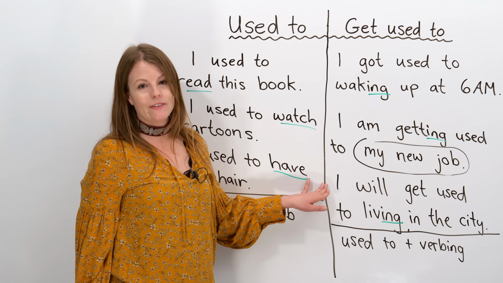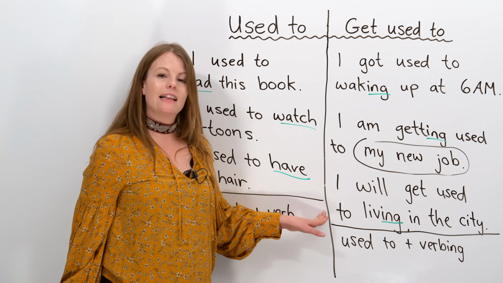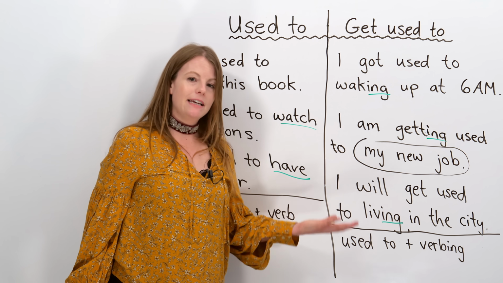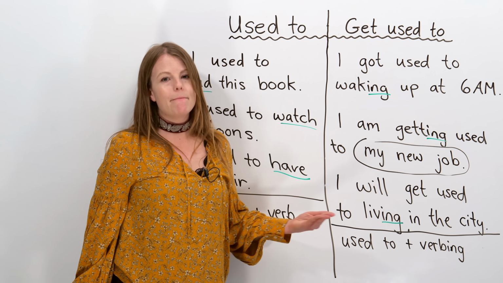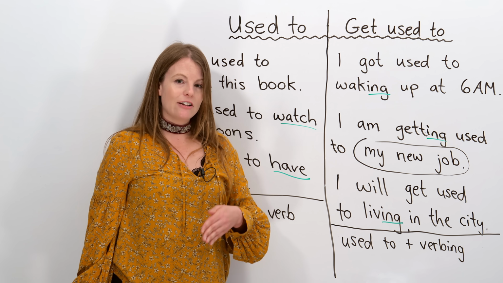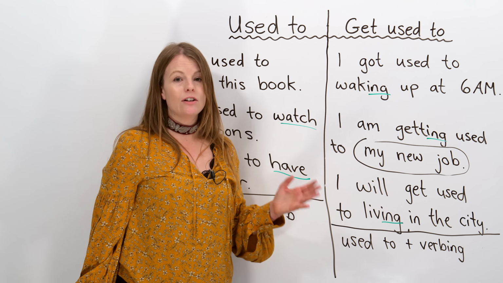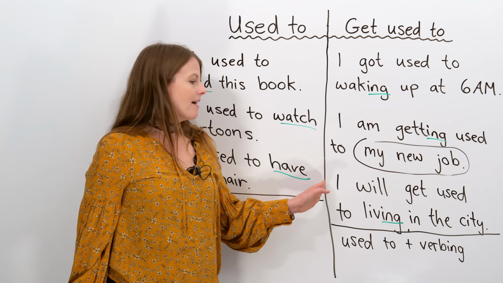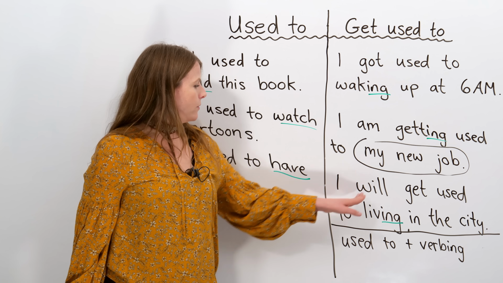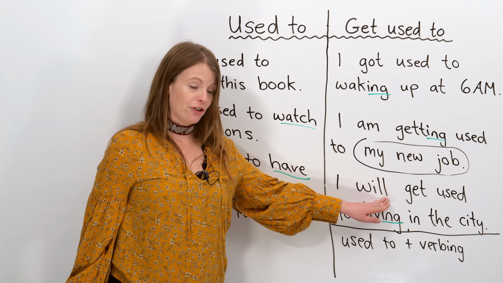This time we'll use this in the future. I will get used to living in the city. So maybe, as an example, my cousin lives in the countryside and she plans to move to the city. She might say, I will get used to living in the city. So again, we have will. This just means we're talking about the future.